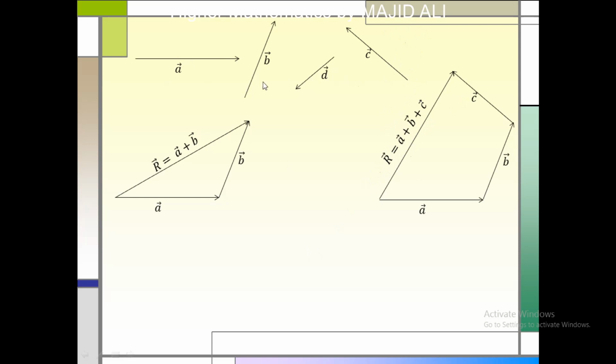Now we will add four vectors, vector A, vector B and vector C, as you have seen in this case. And here is the vector D, where the tail of vector D coincides with the head of vector C, and the resultant vector is from the tail of A to the head of D, which is the resultant vector of A plus B plus C plus D, and similarly we can add more than four vectors. This is the law of polygon.